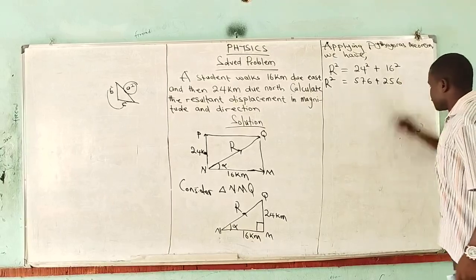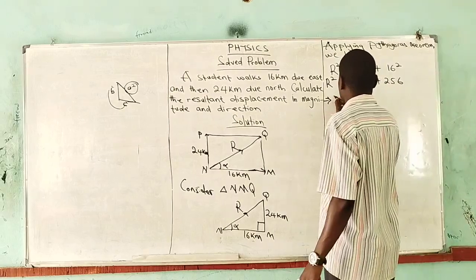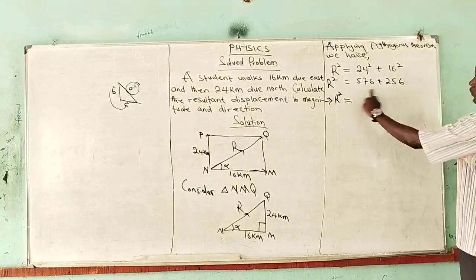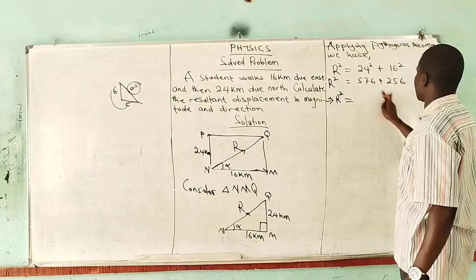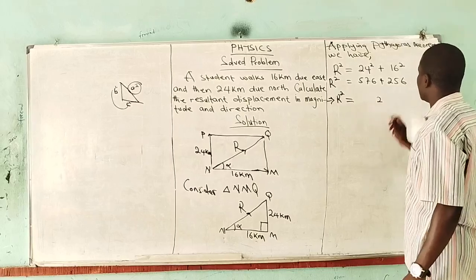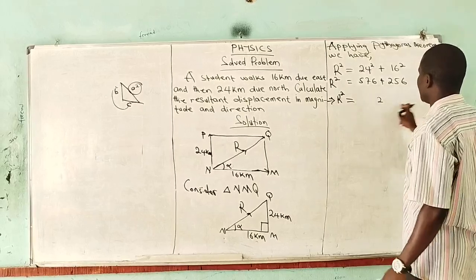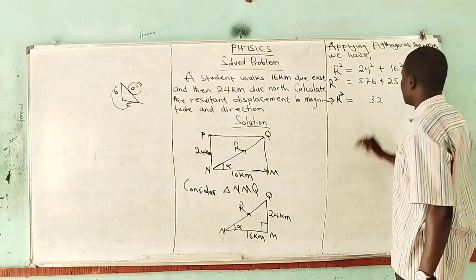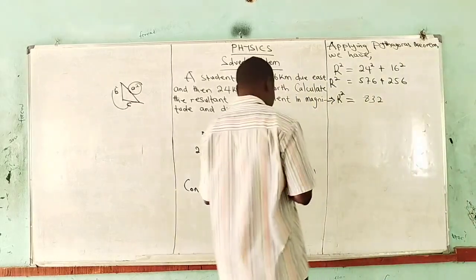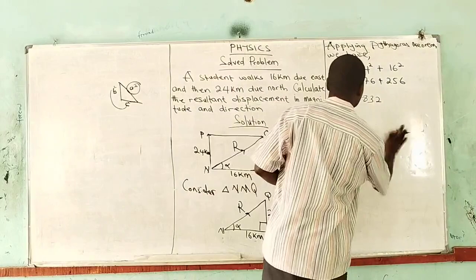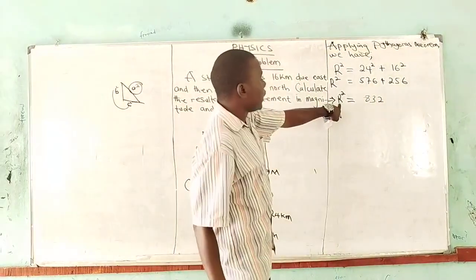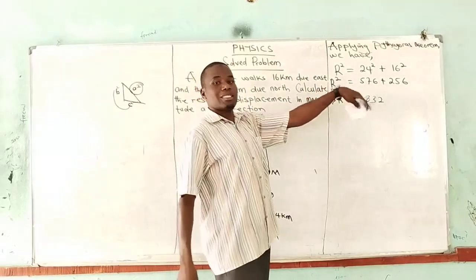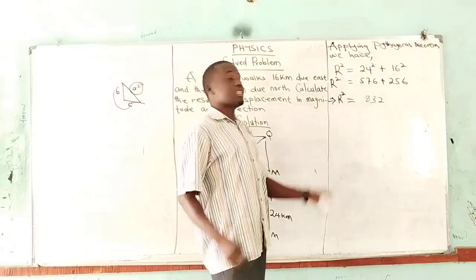So this implies that R square is equal to 576 plus 256. What are we going to do? We add. When we add, we get 832. So we are looking for R. What are we going to do? We take the square root of both sides.